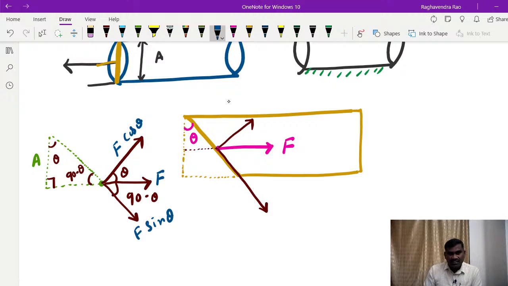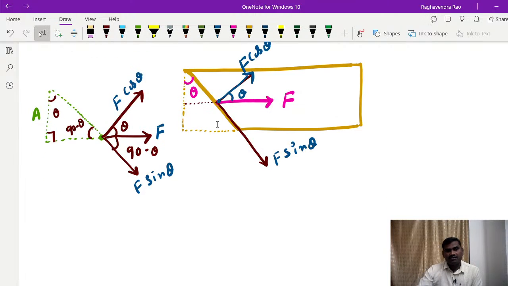So F cos theta is the component of the force which is acting perpendicular to the cross section. This is the component of the force. Here this is theta. Now this is F cos theta and this will be F sin theta. Now this is the tangential component, and this is the perpendicular component.